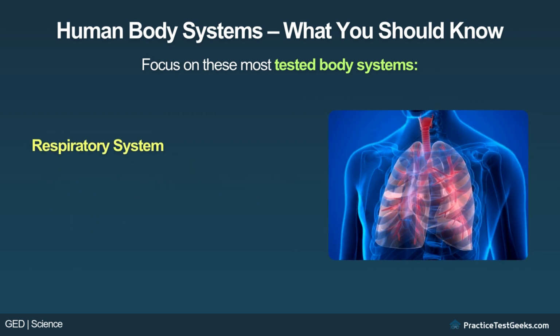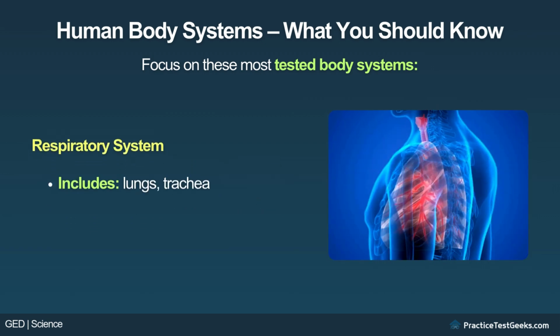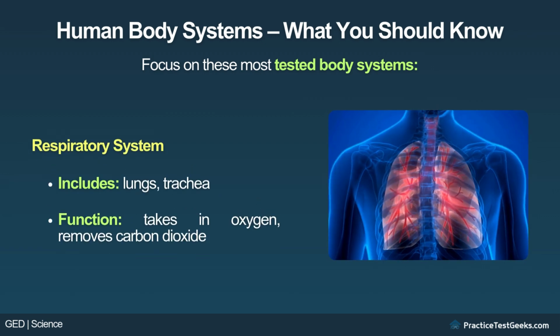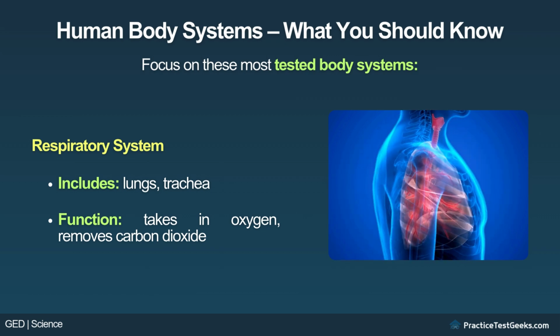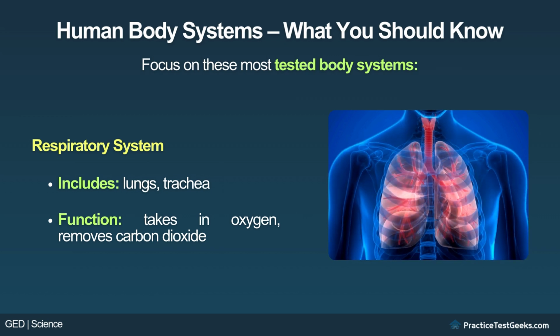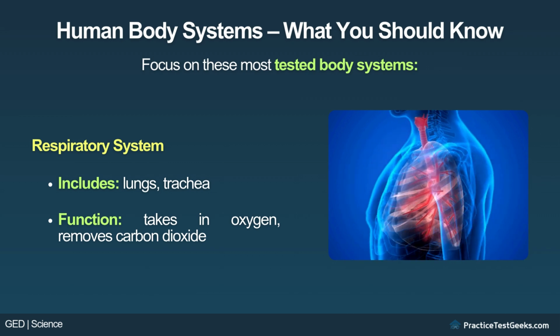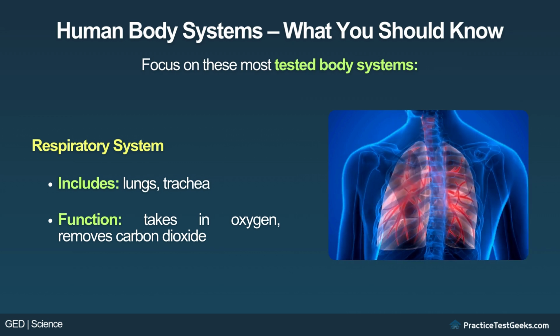Finally, the respiratory system includes the lungs and trachea. Its role is to bring in oxygen and remove carbon dioxide from the body. Breathing is just the beginning. This system powers the exchange of gases needed for survival.